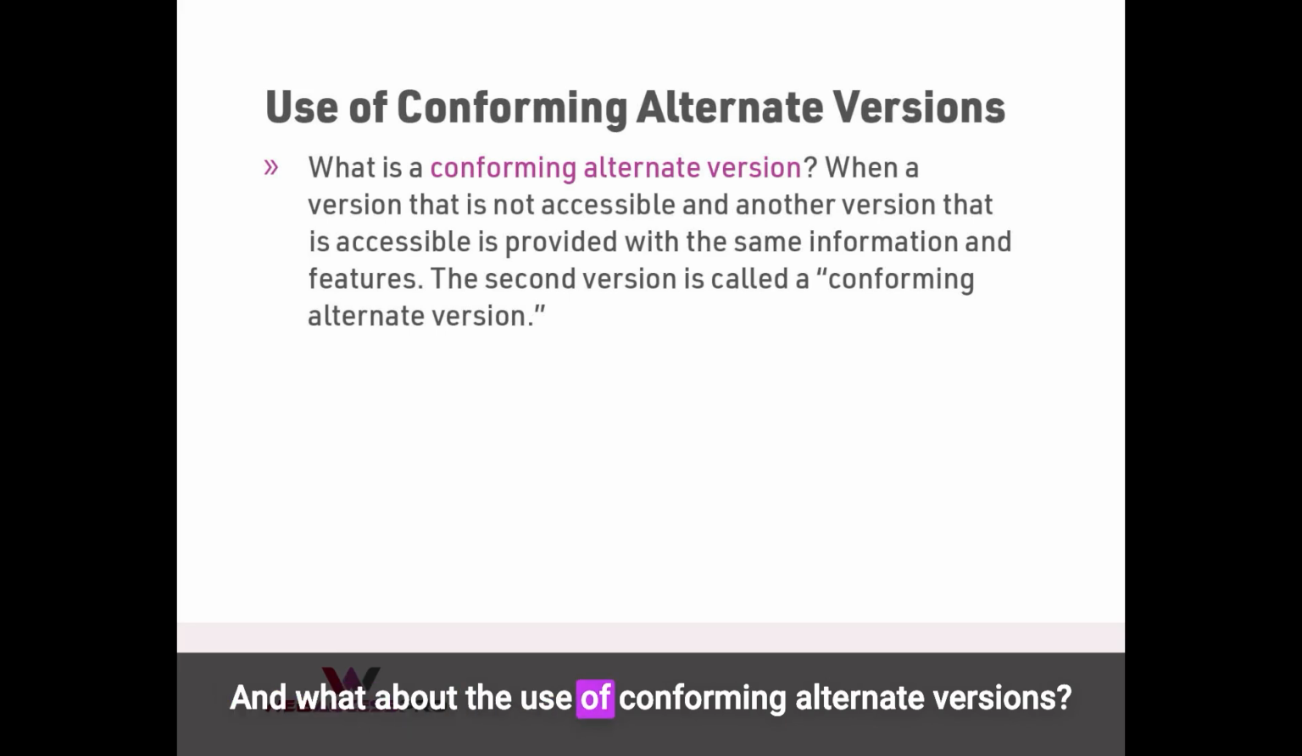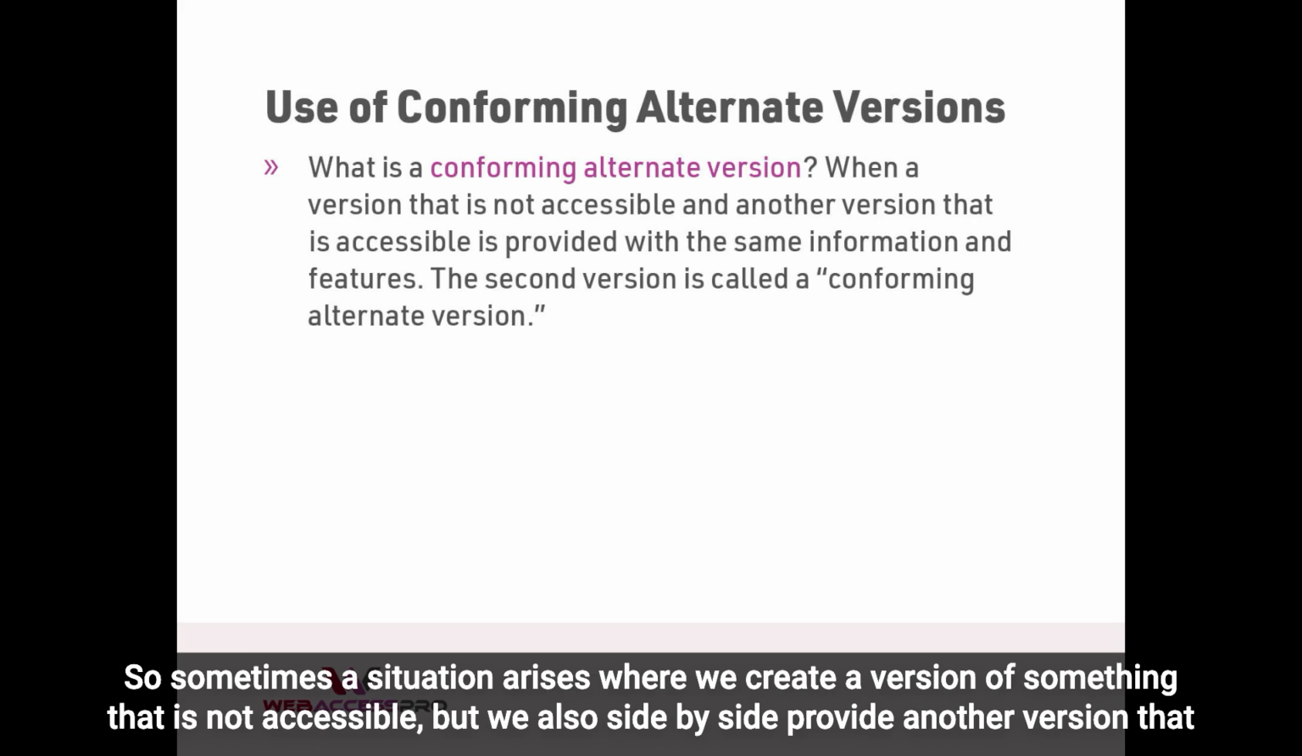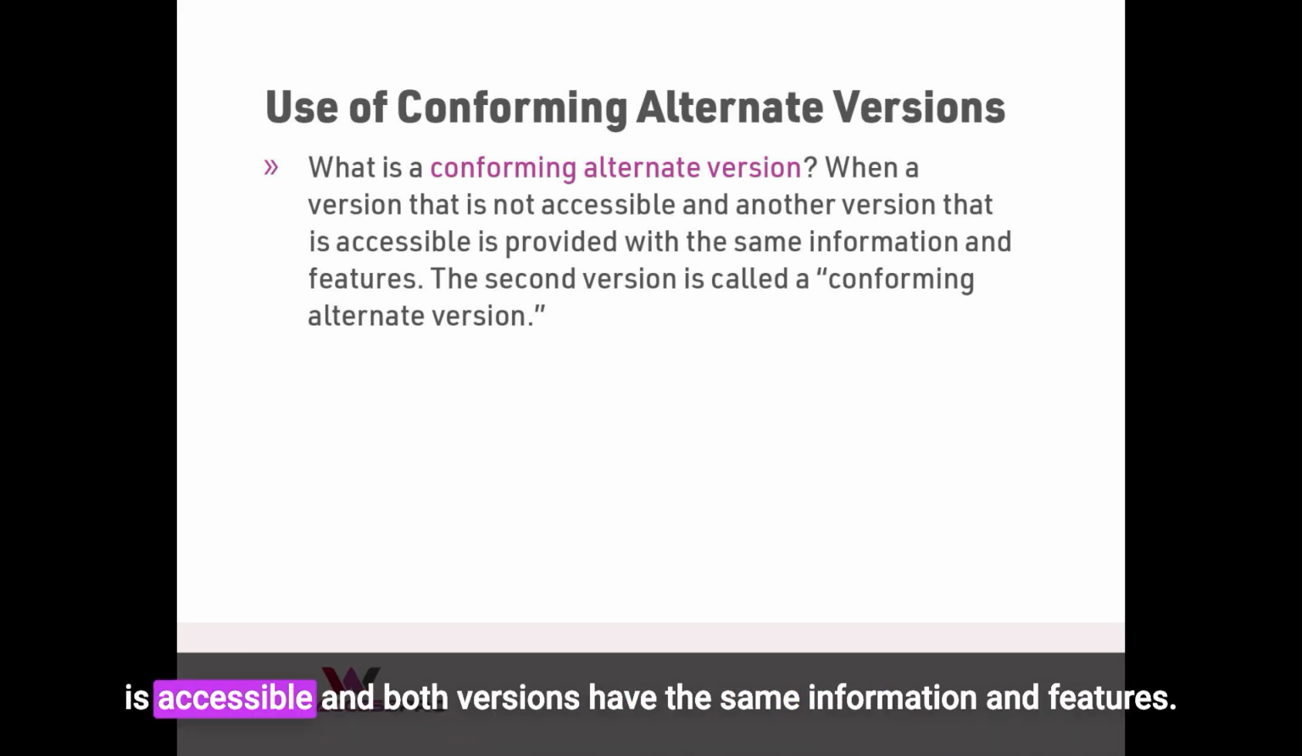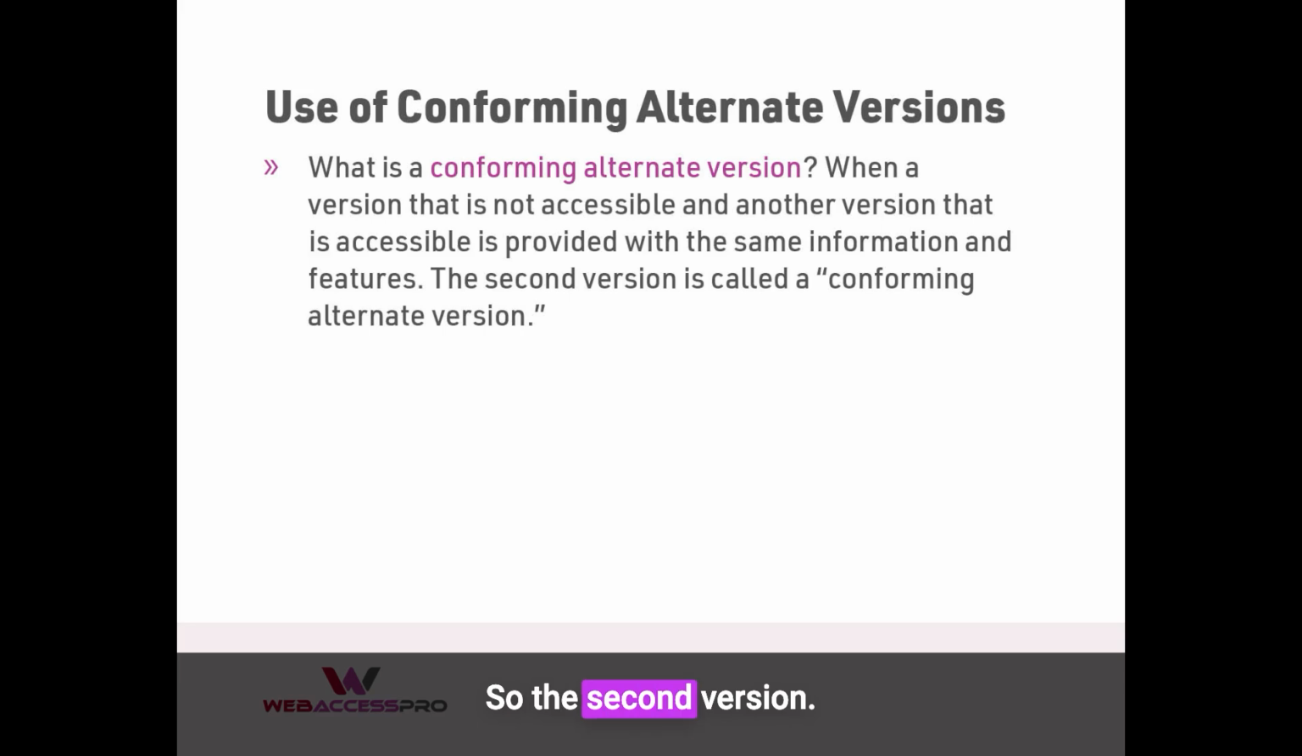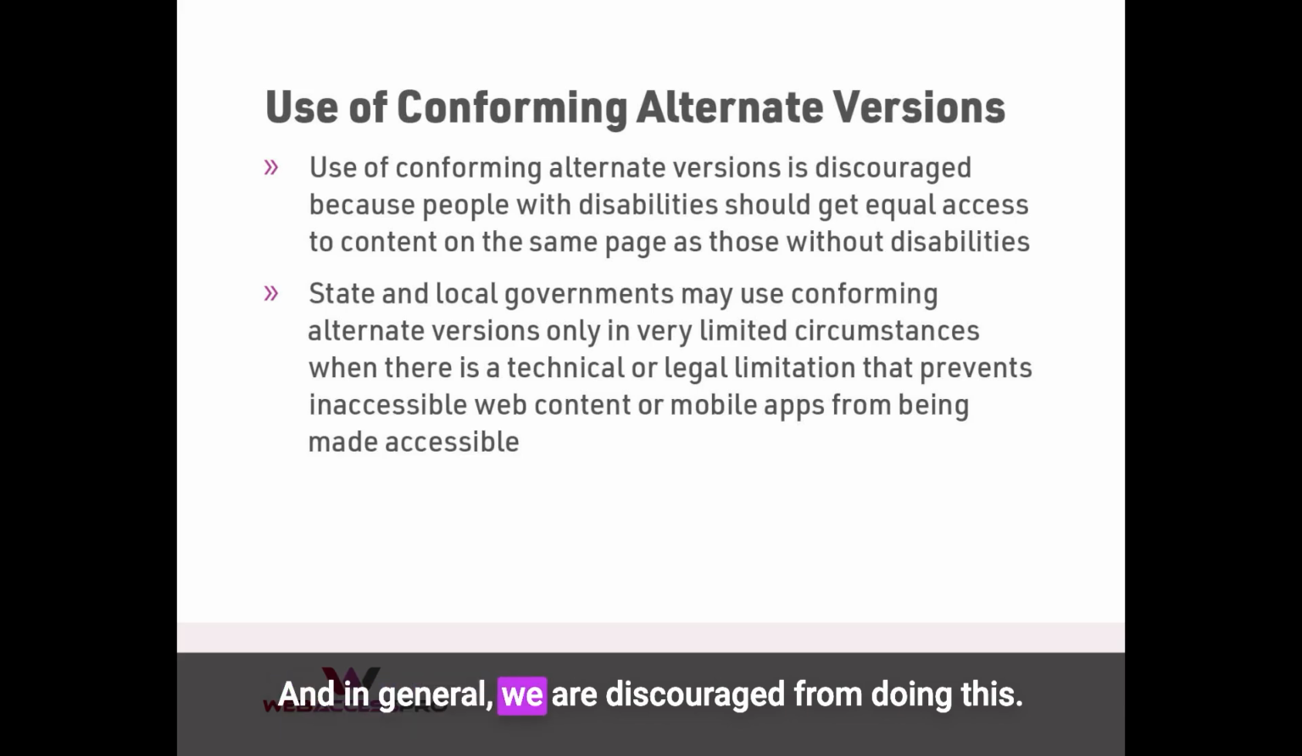And what about the use of conforming alternate versions? So what exactly is a conforming alternate version? So sometimes a situation arises where we create a version of something that is not accessible, but we also side by side provide another version that is accessible, and both versions have the same information and features. So the second version is called a conforming alternate version. And in general, we are discouraged from doing this.